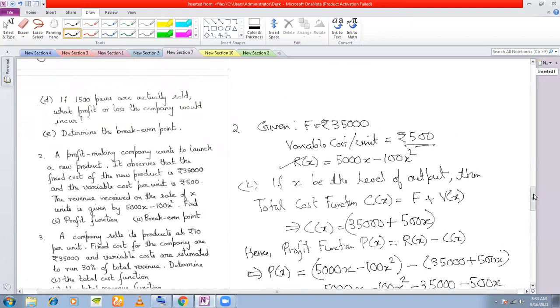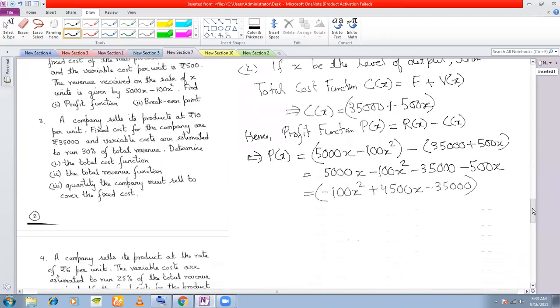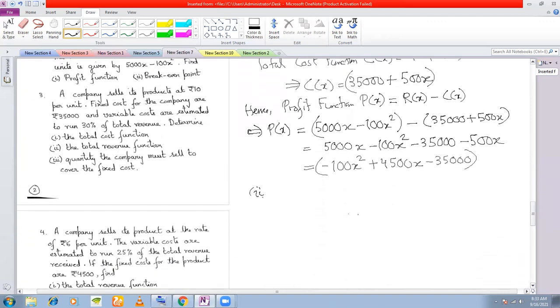Next question, if you see, is determine the break-even point. What is the break-even point? For break-even point, the total revenue function must be equal to the total cost function. Or you can also say profit function is equal to 0. You can also put P(x) is equal to 0 and proceed.